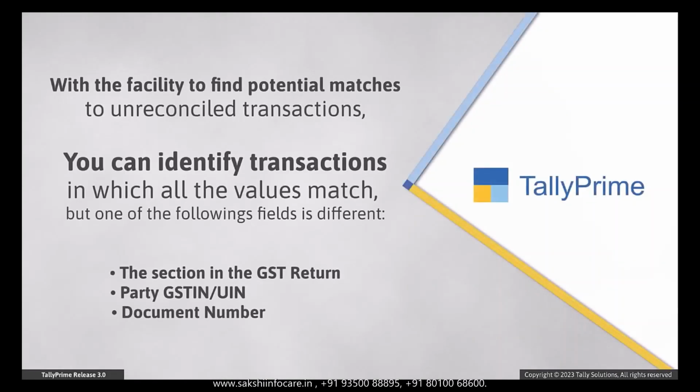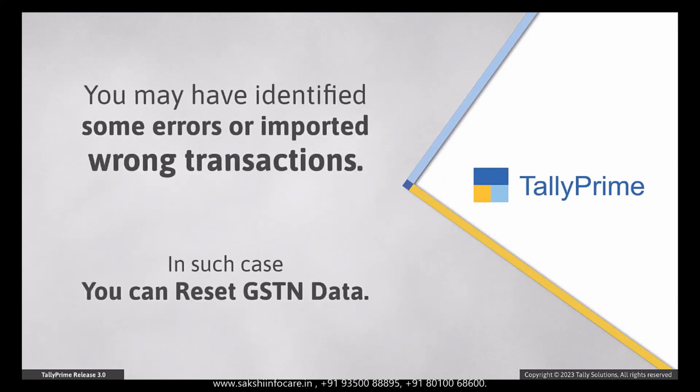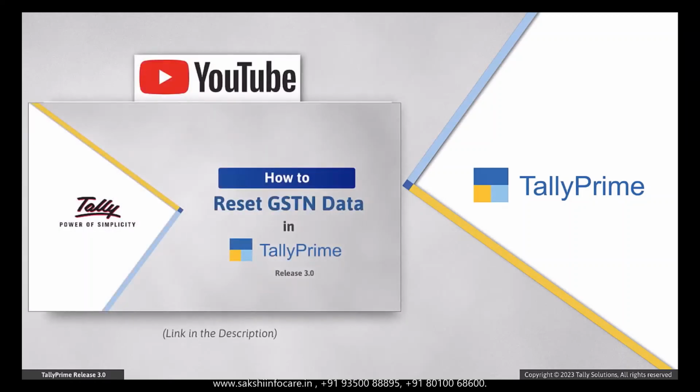As demonstrated, the facility of potential matches for reconciliation helps you identify transactions in which all the values are matching, but there is a mismatch due to section, Party GSTN or UIN, or doc number. You can easily take actions to reconcile those transactions. Now, it can happen that you identified some errors in transactions or you might have imported wrong transactions. In such a case, you can reset GSTN data.